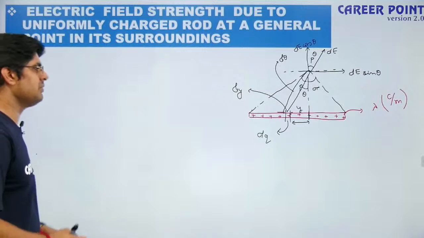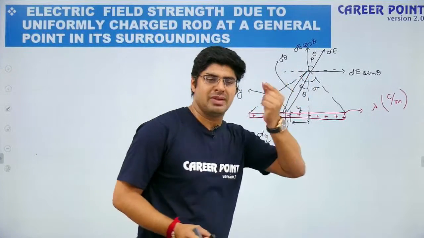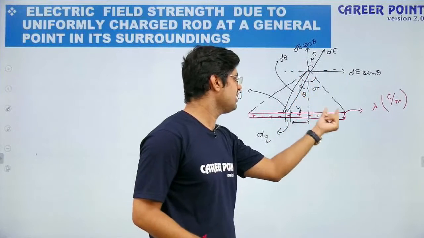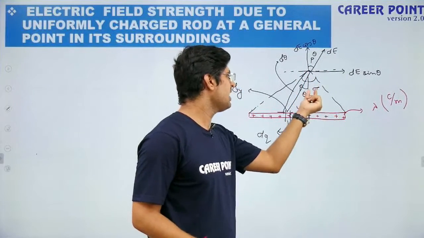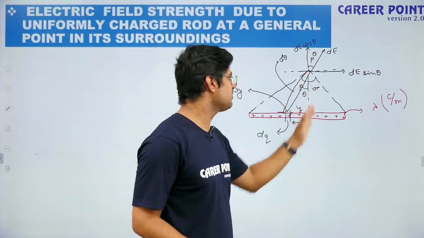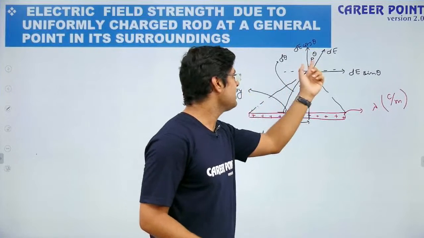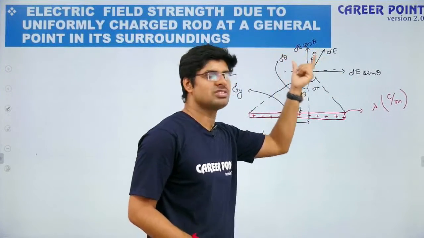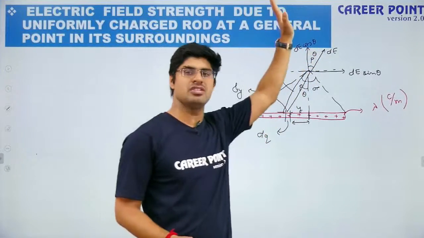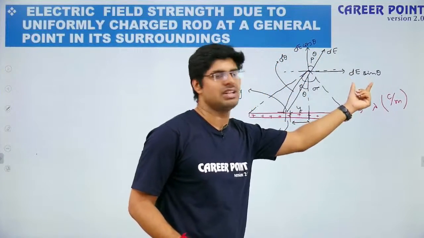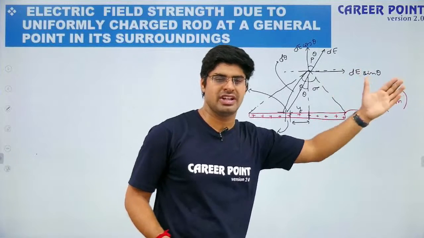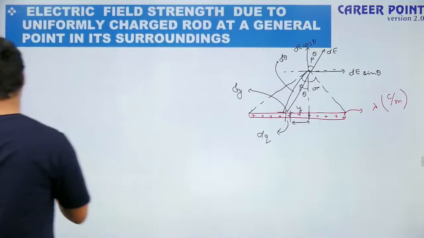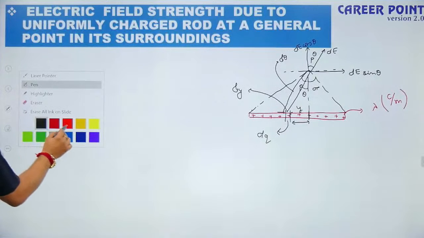So this time the point is not placed at a symmetric position. We have a random position of this point such that the length of the rod makes angles alpha and beta when the point is placed like this. And we have two components to integrate, dE sin theta and dE cos theta. Integration of dE cos theta will give us electric field in the y direction, and integration of dE sin theta will give us electric field in the horizontal direction, or x direction. So let's proceed one by one.